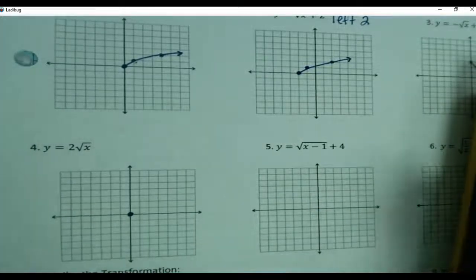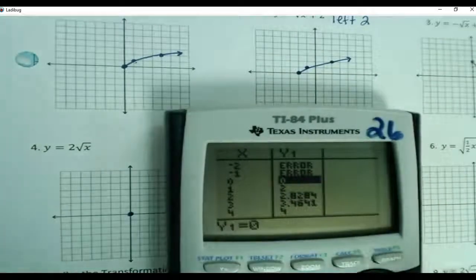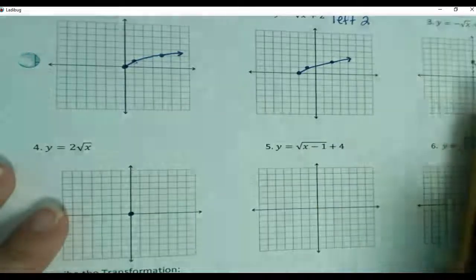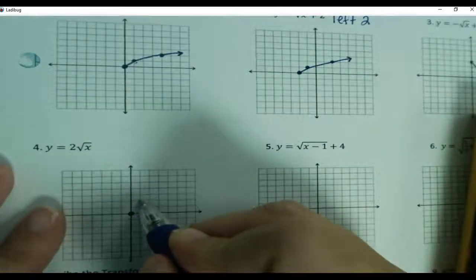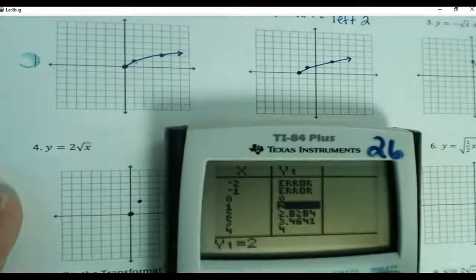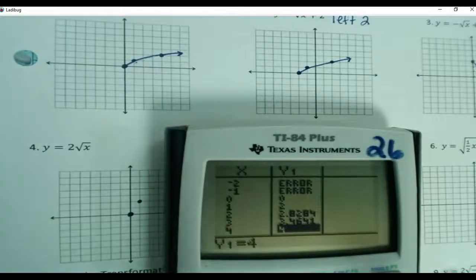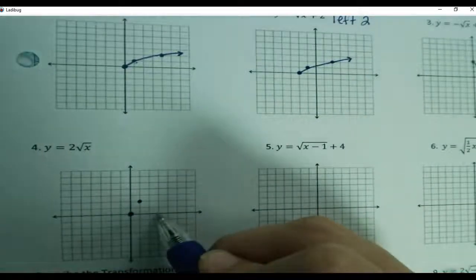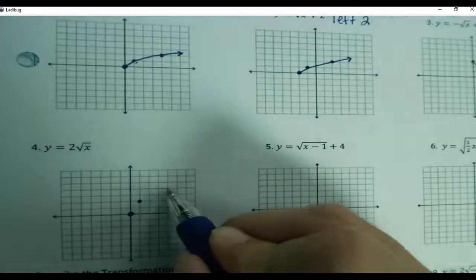But then my next point was at 1, 1. Well, now it's at 1, 2. So again, if you multiply that y by 2, 1 times 2 is 2. So we're at 1, 2. And then our next point, instead of being at 4, 2, we're at 4, 4. Because again, 2 times 2 is 4. So 4, 4.